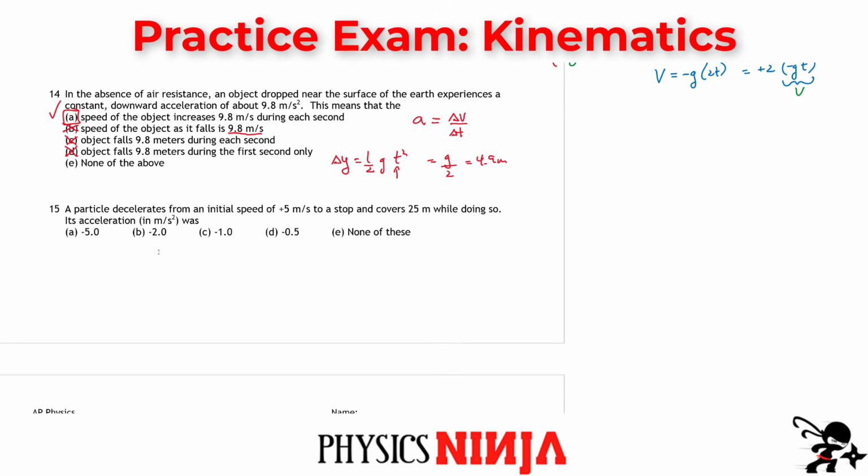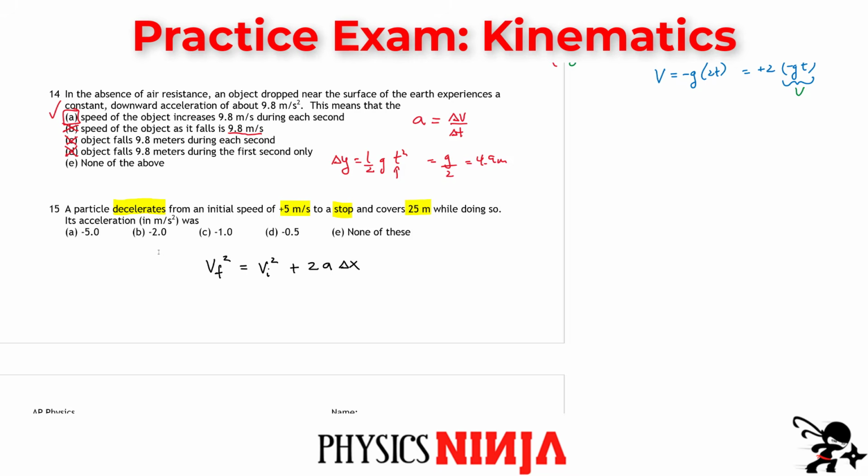And our last multiple choice problem says a particle decelerates from an initial speed of 5 meters per second to a stop, and it covers 25 meters. What is its acceleration? So again, I'm going to use one of the kinematic equations. The one I'll use in this case is v final squared is v initial squared plus 2 times the acceleration multiplied by my displacement.